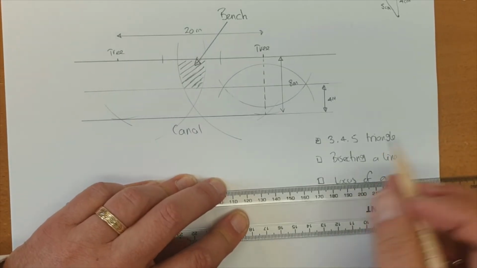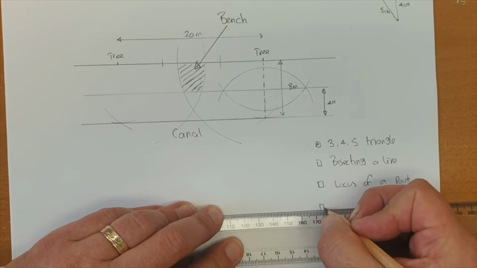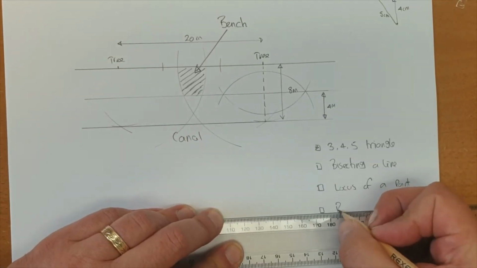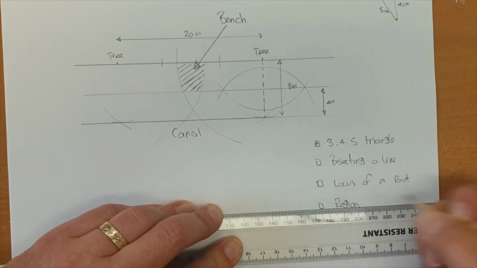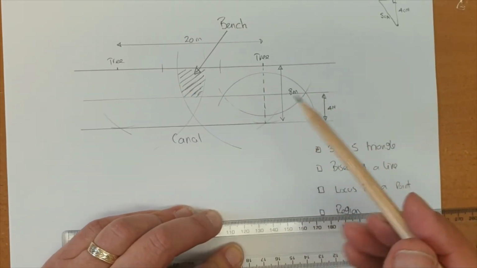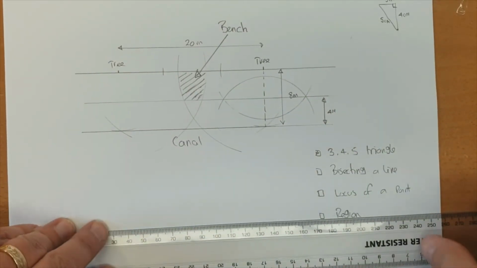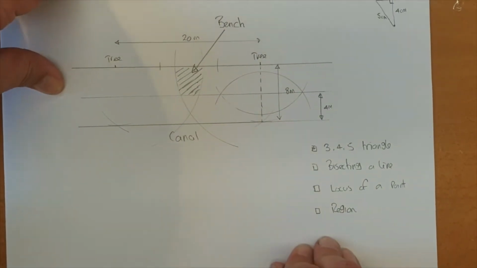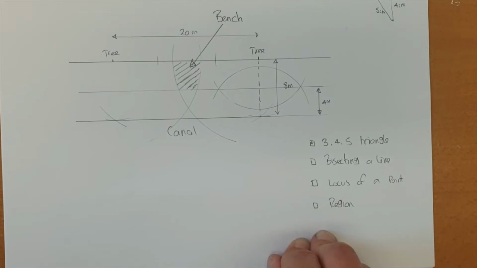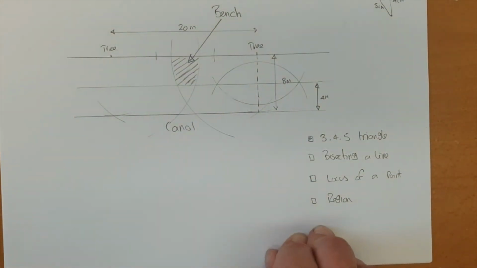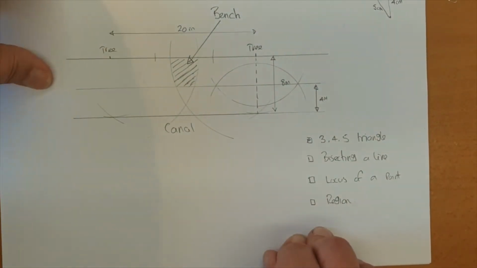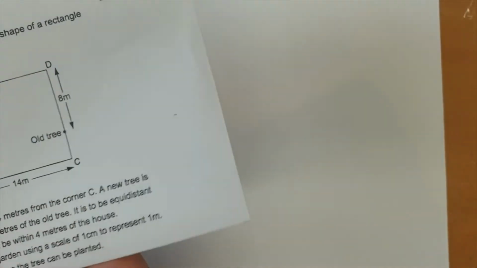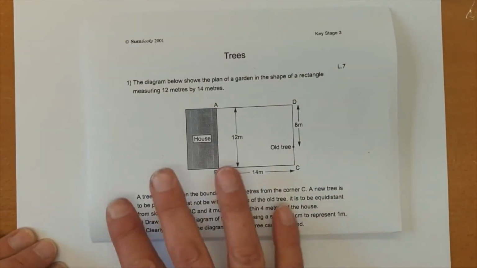Okay. We then looked at finding a region. So we've used all of those skills within this to draw that diagram and to find exactly where the bench can go. Okay? Excellent. Right, so let's put that aside and we'll do a second question. Here's the second question, and this question is somewhat more complicated.